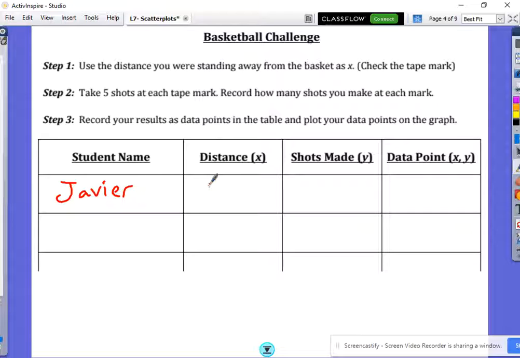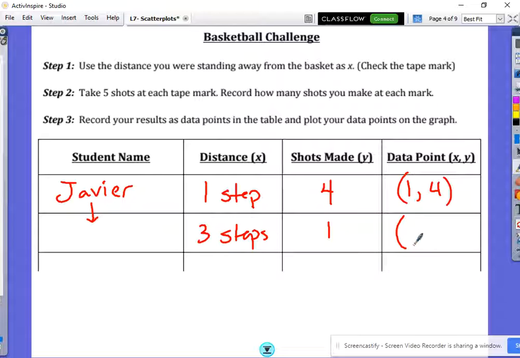So let's say Javier was one step away. And how many did he make? He made all four of them when he was one step away. So our point would be 1 comma 4. But then let's say that he moved back and now he's 3 steps away. And this time he only made one of them. Okay, so now his point is 3 comma 1. So you get the idea.